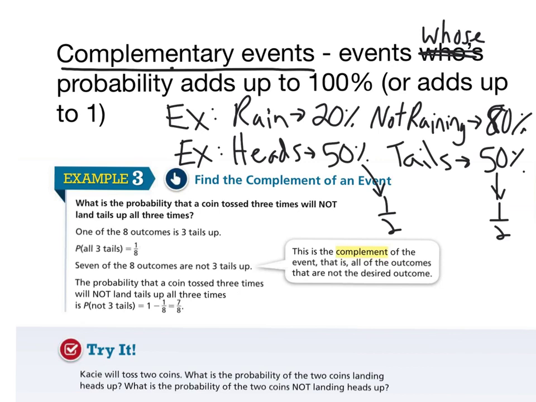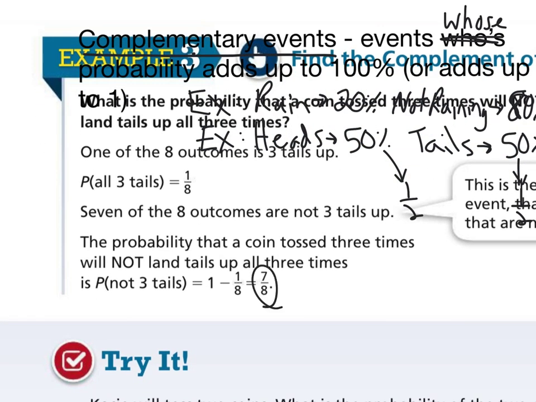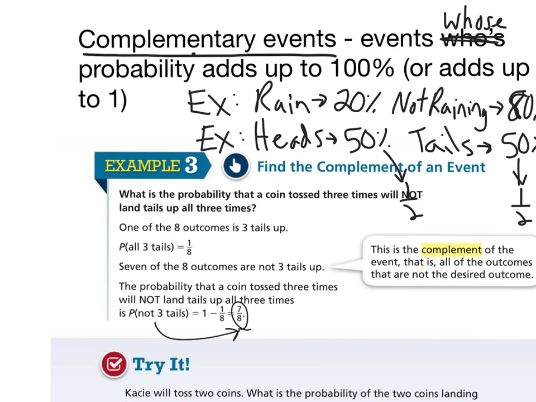So back to example 3, the probability a coin tossed 3 times will not land tails up all 3 times. What we can do is think about, first of all, what's the probability that we would get tails all 3 times? Well, 1/2 times 1/2 times 1/2 is 1/8. So we have a 1/8 chance of getting all 3 tails. So chance of not getting all 3 tails would be the other piece of that. 1/8 chance of that happening means we have a 7/8 chance of it not happening. 1/8 plus 7/8 adds up to 8/8 or 1. Okay, again, those are complementary events.